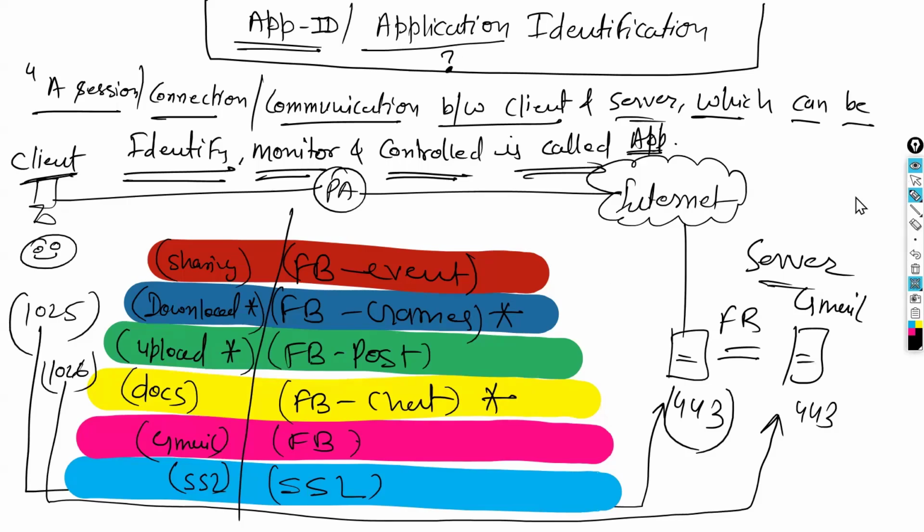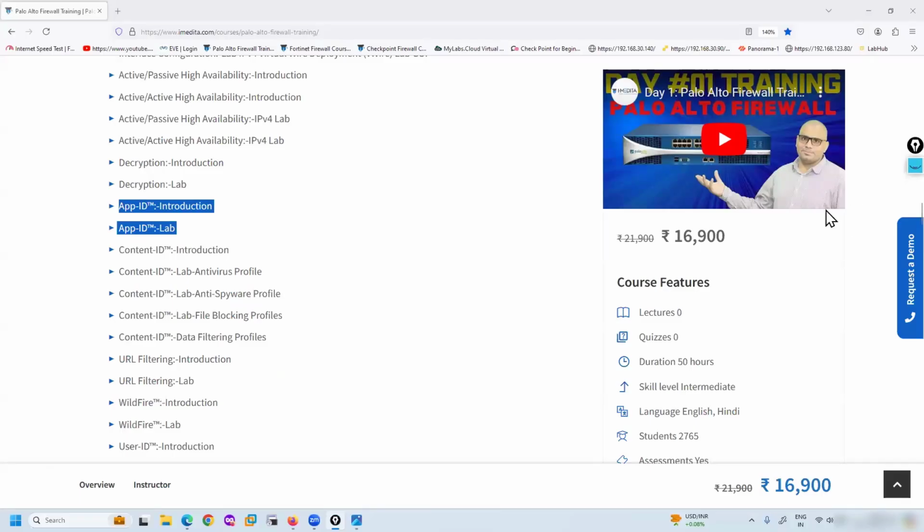So before using App-ID, what do we need to deploy? We need to deploy decryption. That's why I mentioned in sequence: first do decryption, then you can identify the application. So this is the meaning of App-ID. Now, what have we discussed till now? Two things. With the help of decryption, we can convert encrypted data into plain text format. Only this. With the help of App-ID, you can identify, monitor, and control the application.